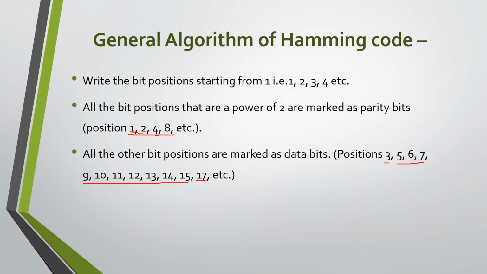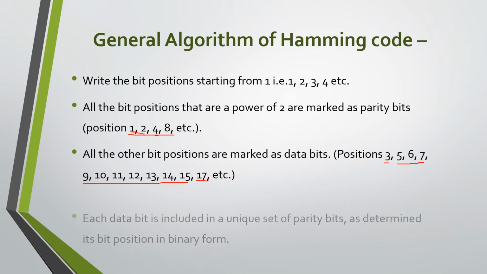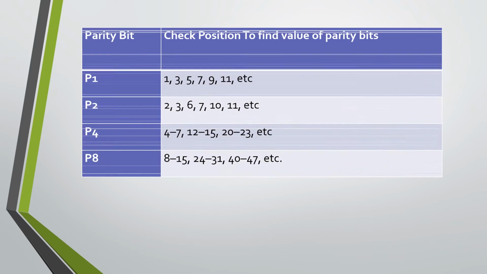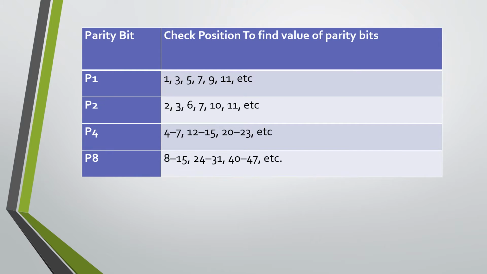So next, number 17 is considered as a data bit. In this way, mark all bits as either parity bits or data bits. After that, each data unit is included in a unique set of parity bits as determined by its bit position in binary form. This table is used to find the value of the parity bit.